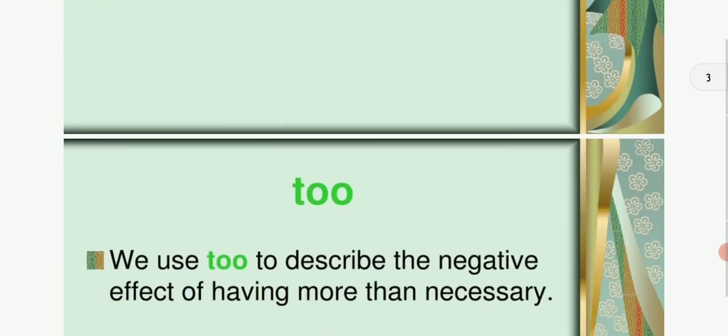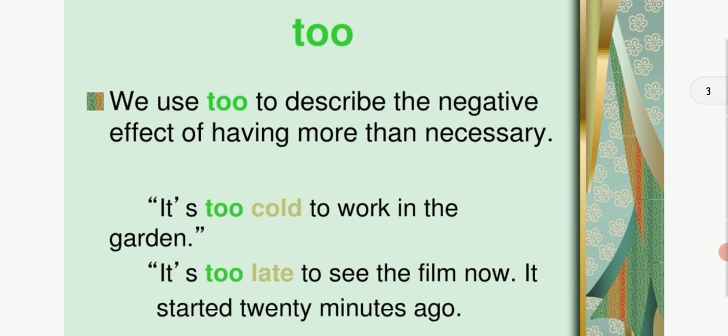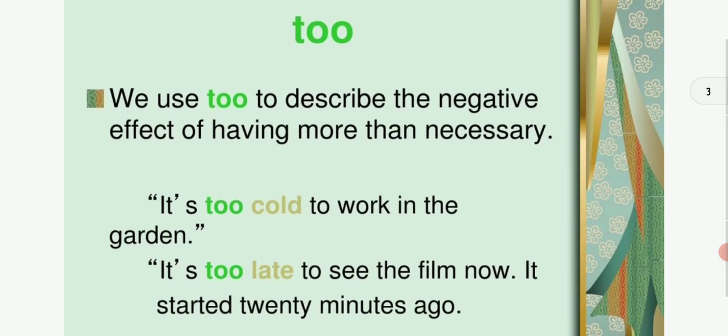So let's start with "too". We use "too" to describe the negative effect of having more than necessary. Look at this very carefully here. If I am talking about "too", I am talking about having more than necessary.